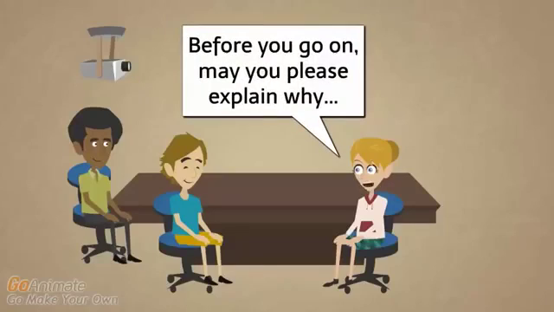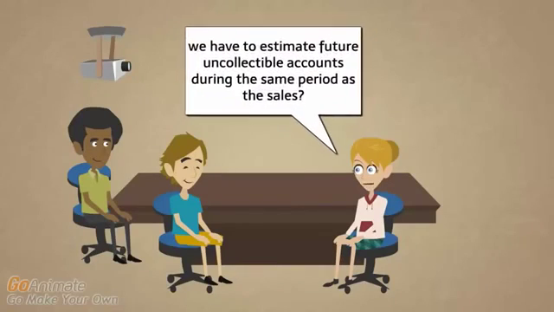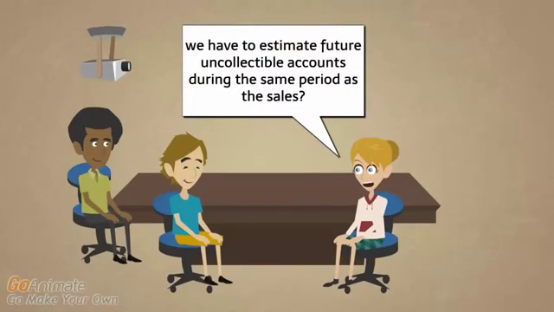Before you go on, may you please explain why we have to estimate future uncollectible accounts during the same period as the sales? The best way to think about this is the matching principle. A cost of doing business this period, a cost of generating revenue, is that some of the sales that we made in shipping goods to our customers, those customers will not pay us. So we need to estimate the expected losses from those defaults now to match it to the revenues that we're booking this period.